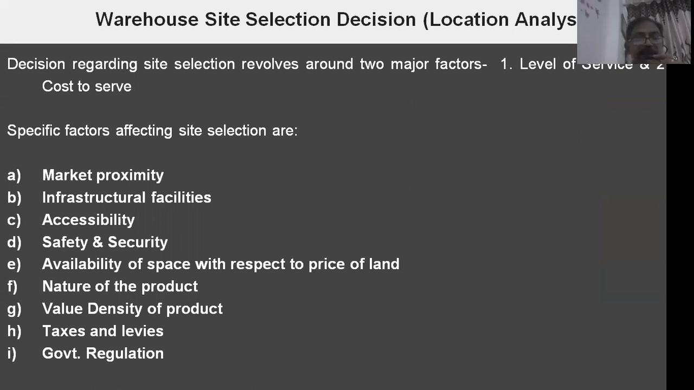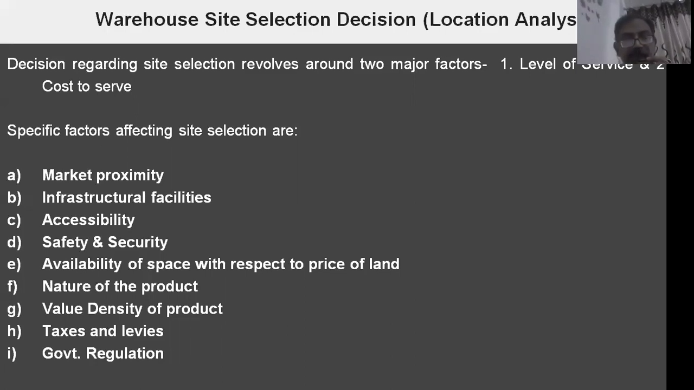So, location analysis has two major dimensions. One is what kind of service we want to provide, that is, the level of service which we want to provide to our customers. And this level of service is always decided considering the level of service provided by our competitors. And the second one is cost to serve. If we are increasing our service, then definitely our cost to serve will be high. So we have to fine tune it. We have to trade off between these two things.